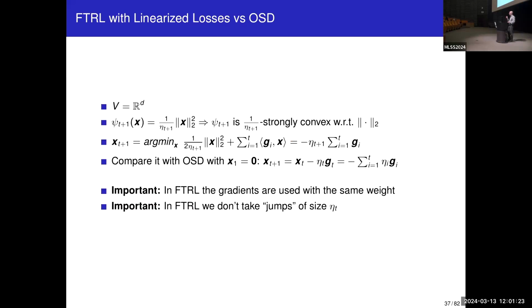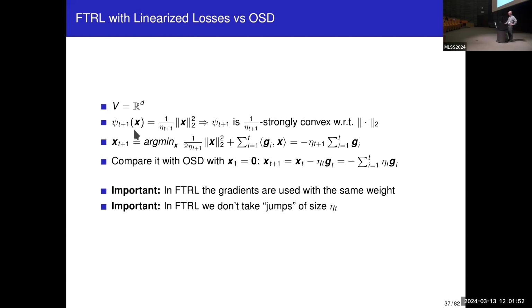Now, I want to show you a very critical difference between online mirror descent and follow the regularized leader. In most cases, these two algorithms will be very, very similar, but they have a very specific difference, and I want to stress this difference. Let me consider that the feasible set is the entire space. So there is basically no feasible set, it's unconstrained.